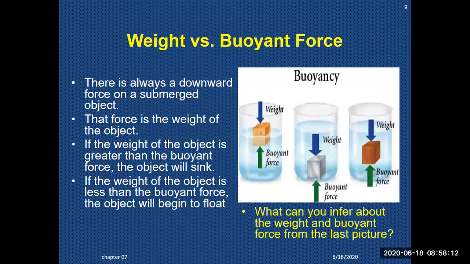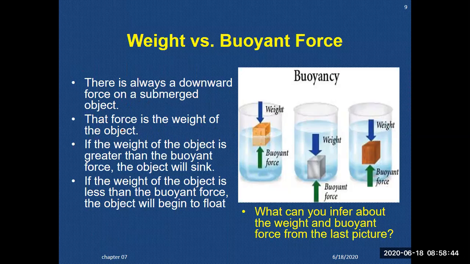So here it is, weight versus buoyant force. The weight of the object and the buoyant force: if these two are equal, then it will be floating. But if the weight is more than the buoyant force, it will sink. But if the buoyant force is more, then it will come up to the surface. And if the buoyant force is equal to the weight, it will be suspended, staying at the same place inside the balance.